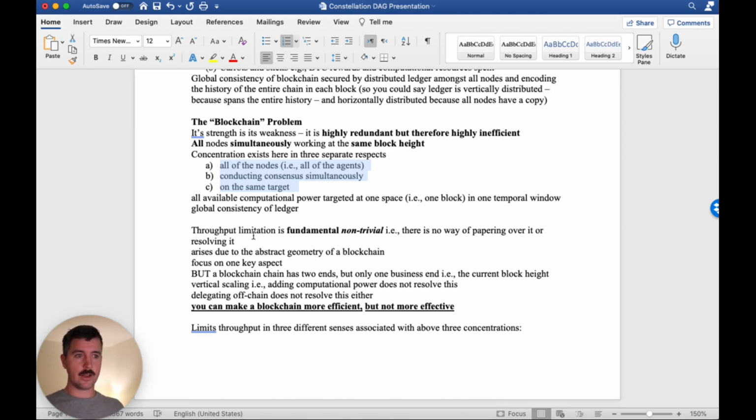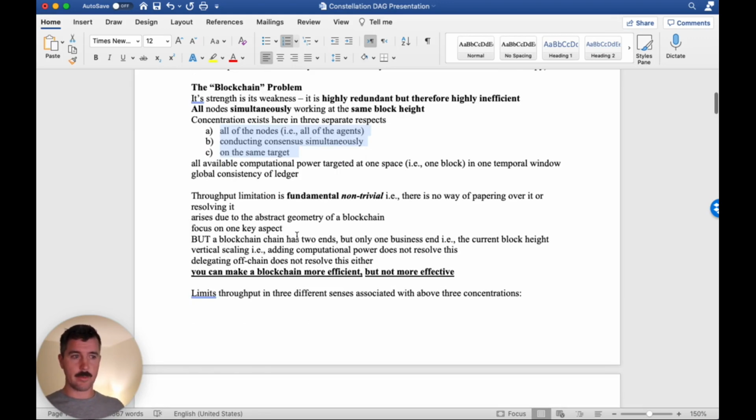It arises due to the abstract geometry of a blockchain. A blockchain has two ends, but only one business end, i.e. the current block that nodes are working on. And so that means that all of the computational resources necessarily must be focused on that block. And this is the case regardless of how much computational power you add to a network. You're always going to be faced with this limitation.